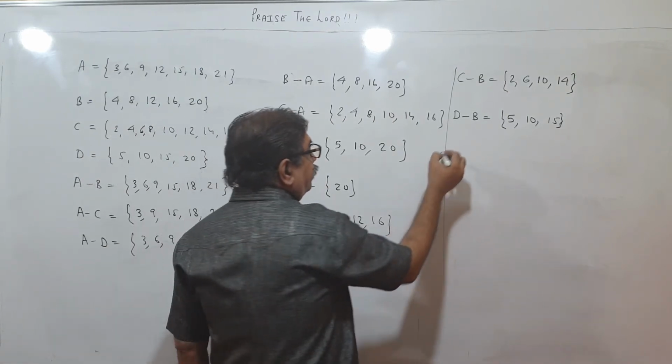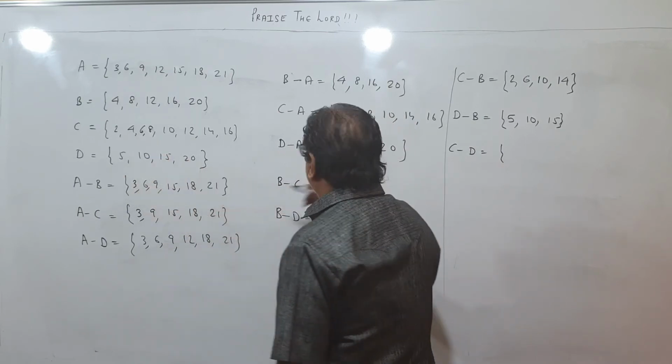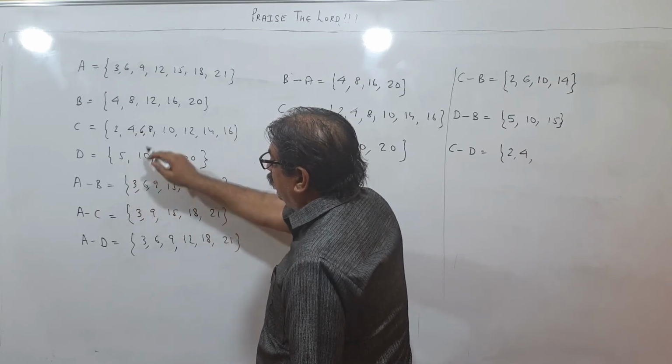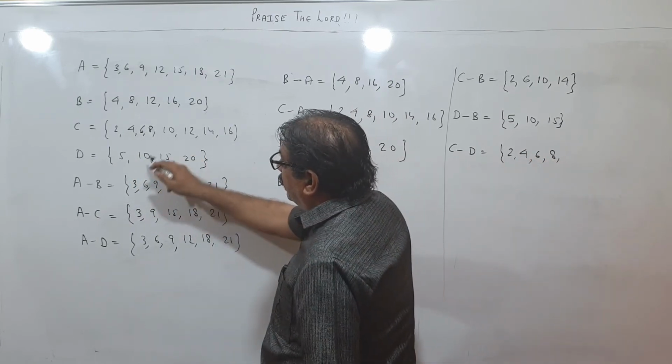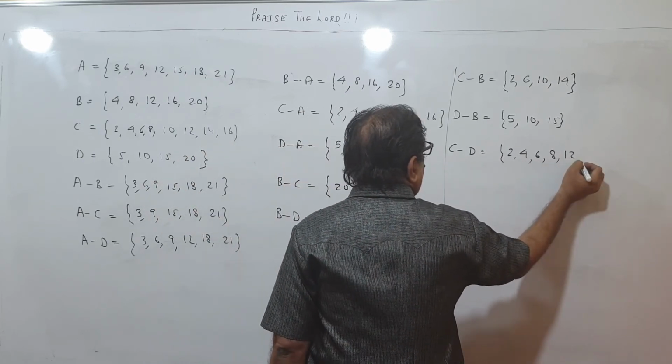C minus D. 2 I can write. 4 also I can write. 6 also and 8 also. 2, 4, 6, 8. 10 will get cut. 12 I can write. 14 I can write. 16 I can write. 12, 14, 16.